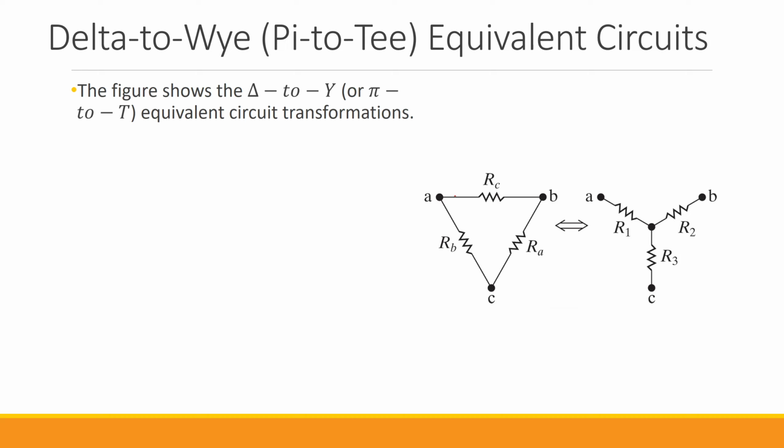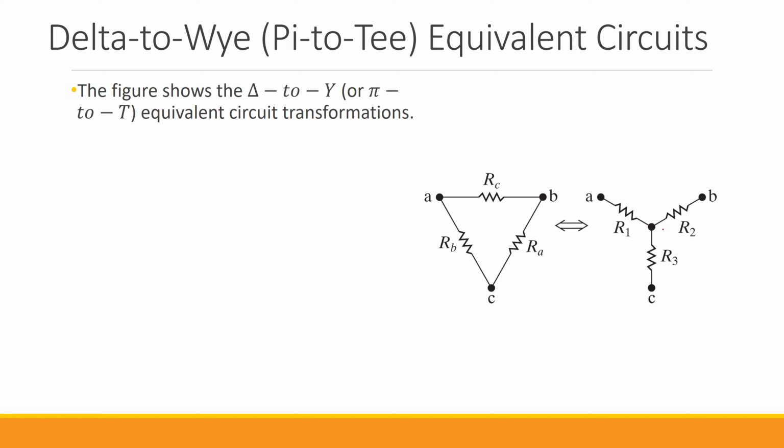So we have this delta configuration with resistors RC, RB, and RA. RC is between nodes A and B, RA is between node B and C, and RB is between node A and C. So I named these with subscript A, B, C.